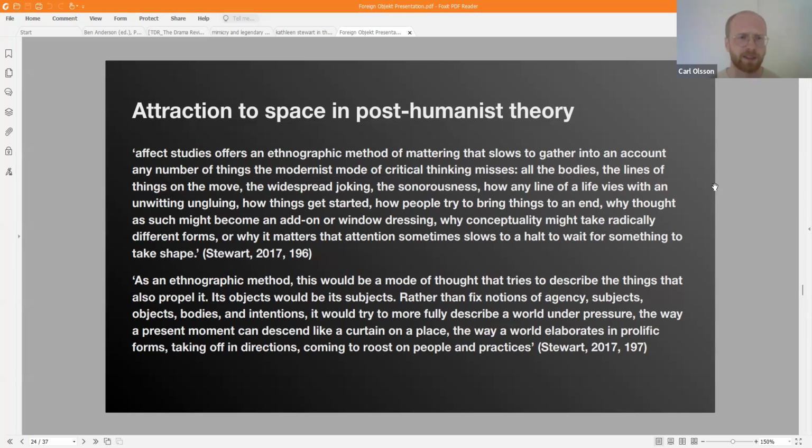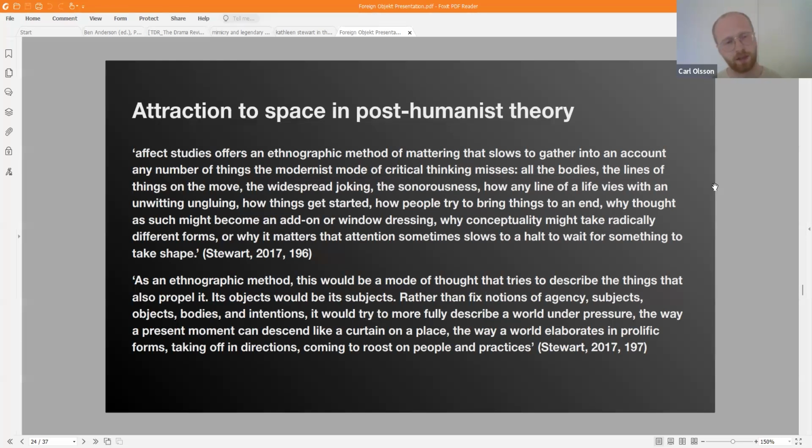So affect studies offers an ethnographic method of mattering that slows to gather into an account any number of things the modernist mode of critical thinking misses. All the bodies, the lines of things on the move, the widespread joking, the sonorousness, how any line of a life vies with the unwitting and gluing, how things get started, how people try to bring things to an end, why thought as such might become an add-on or window dressing, why conceptuality might take radically different forms, or why it matters that attention sometimes slows to a halt to wait for something to take shape.